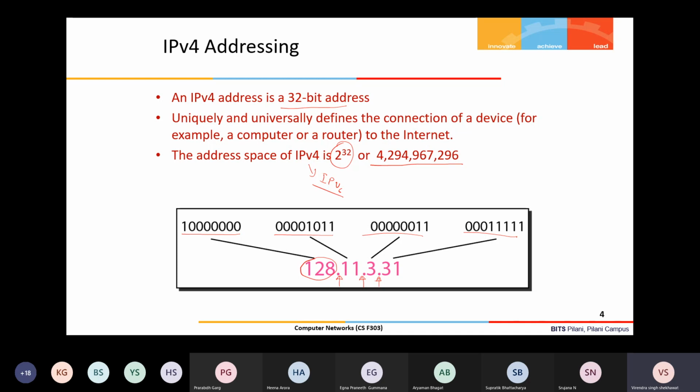Then people came up with the need for a larger address space because more nodes were becoming part of the network, particularly in the era of IoT, the Internet of Things, where even a small sensor device or embedded device we want to connect as part of the network. So we require a larger address space so more devices can be connected. 2 power 128 is a huge number, which will not be exhausted for many years.